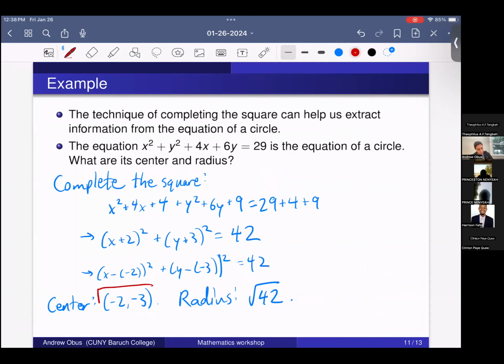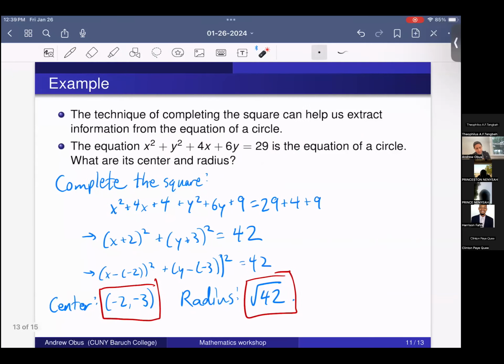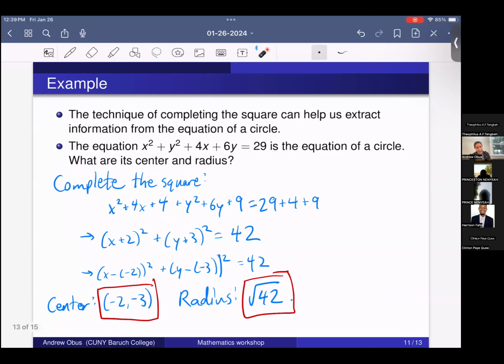Okay? So by completing the square, you can take an equation that doesn't exactly look like the standard form for a circle, and you can convert it to an equation that is in the standard form of the circle. You have to just add the correct numbers that are going to make everything into squares. And once you do that, then you can read off what the center and the radius are. The center is going to be minus 2, minus 3, and the radius is going to be the square root of 42. Okay, so that's an example of completing the square in order to get the equation of a circle.